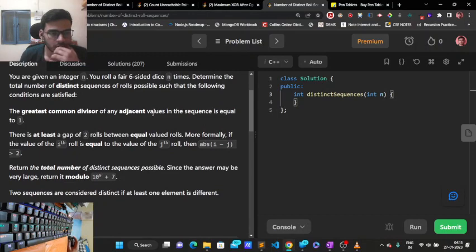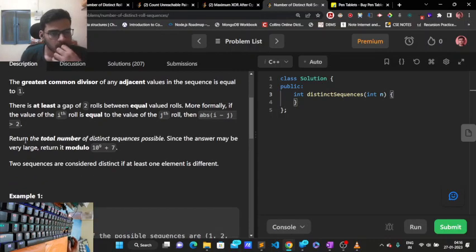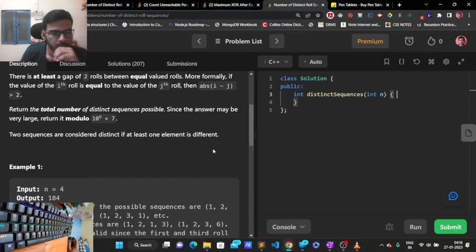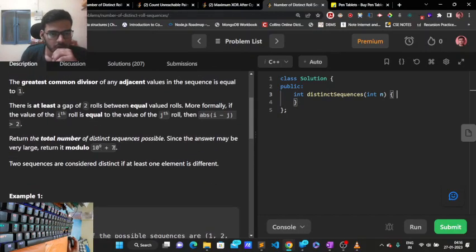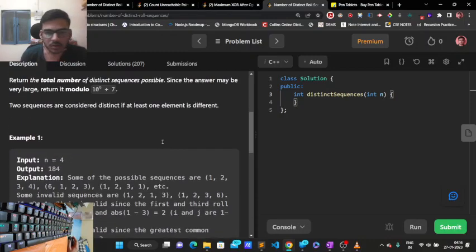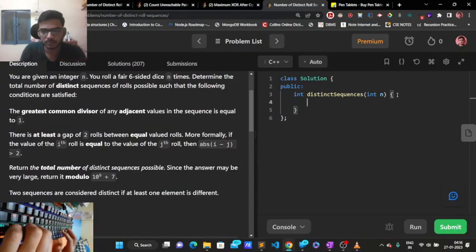The conditions being given to us are: the GCD of any adjacent values in the sequence is equal to 1, and there is at least a gap of 2 rolls between equal valued rolls. More formally, if the value of the ith roll is equal to the value of the jth roll, then the absolute difference between i and j must be greater than 2. We have to return the total number of distinct sequences possible. Of course, we'll have to take mod, as the number of distinct sequences will be quite large enough that it will overflow.